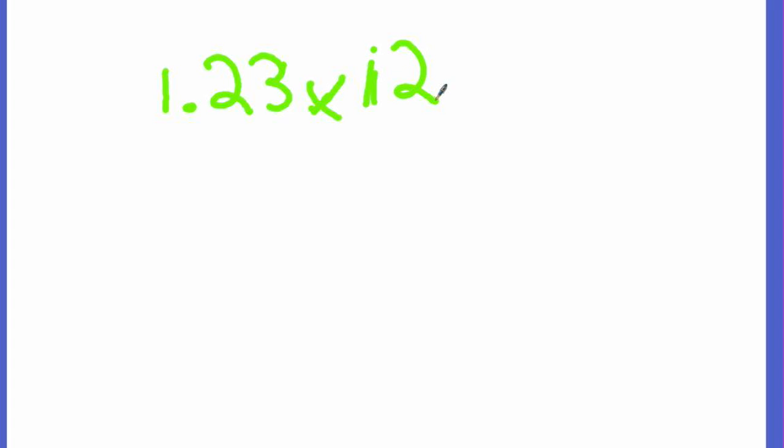times 12. And we had to estimate it, so 1 and 2300ths would round down to 1, and 12 would round down to 10. And 1 times 10 is 10.